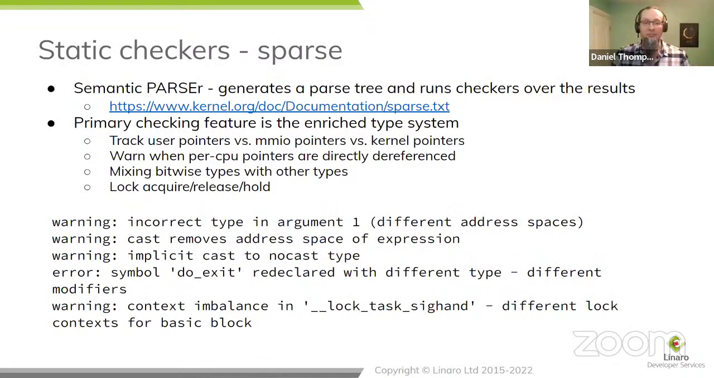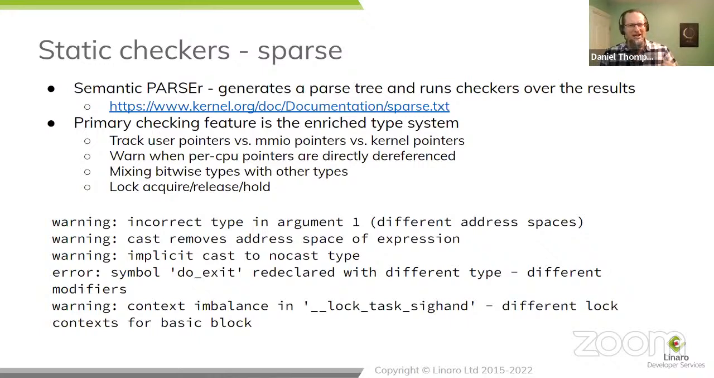And the results you'll get back from sparse include some of these errors at the bottom. So sparse, if you're interested, stands for semantic parser. The reason for that name is that it generates a parse tree from the original C and then runs checkers that walk the parse tree looking for trouble.